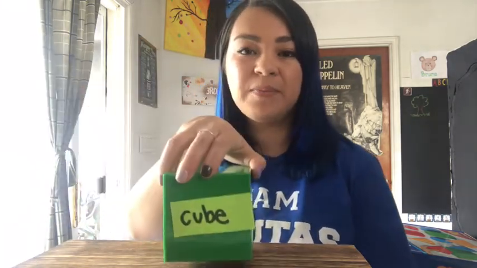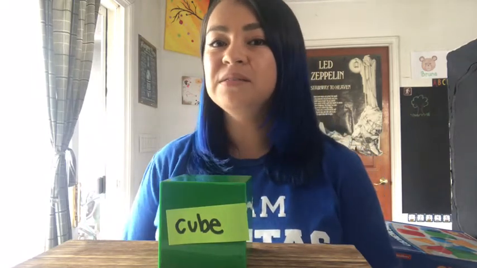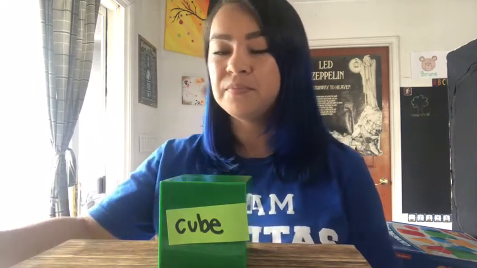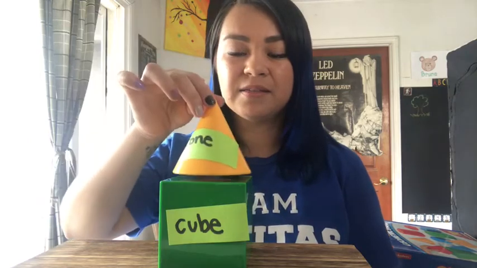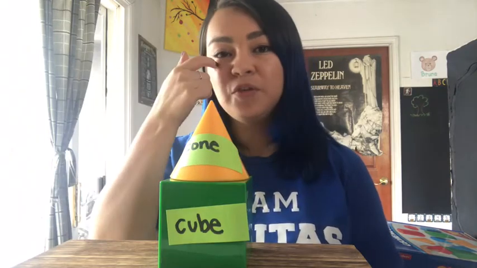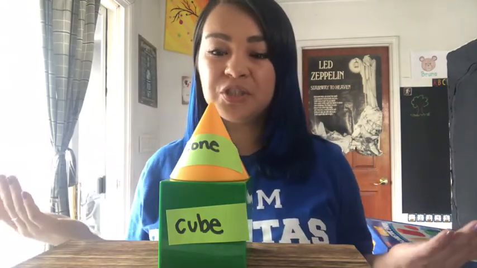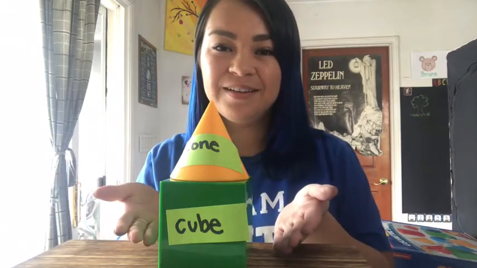The first structure that I want you to build is going to use two shapes. How many shapes? Two 3D shapes. The first thing I want you to do is to take your cube and put one of the faces of the cube on the table. Then you're going to place a cone right on top of the cube, like this.